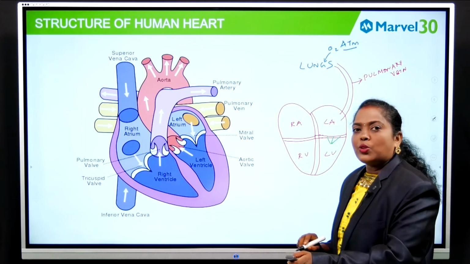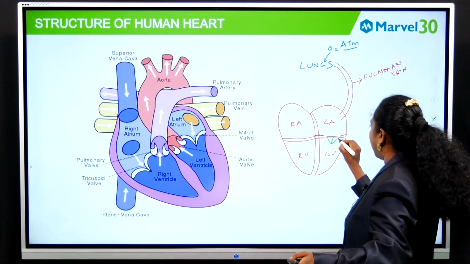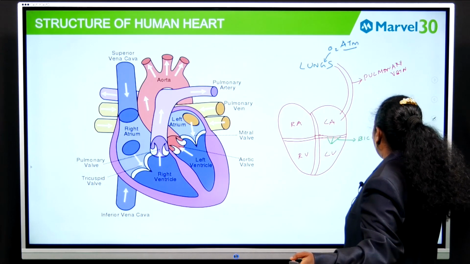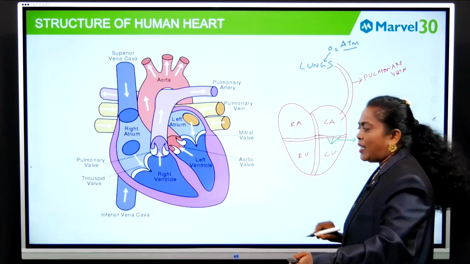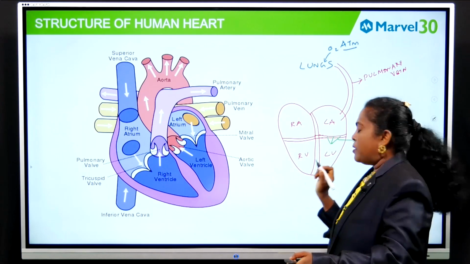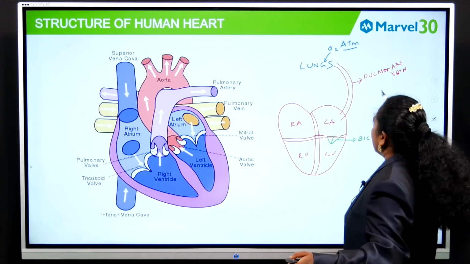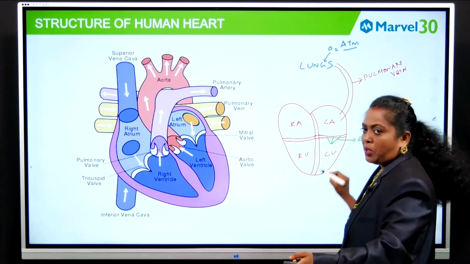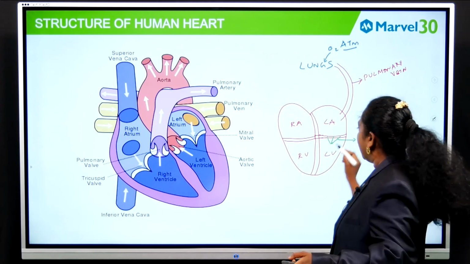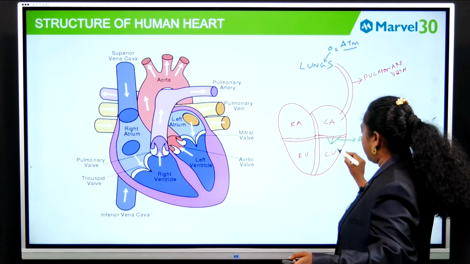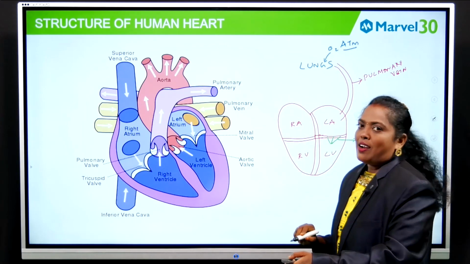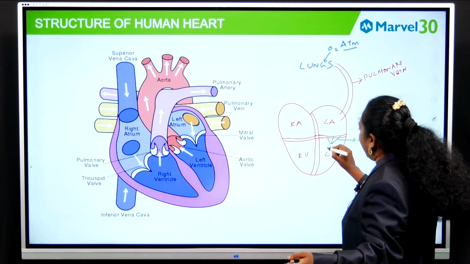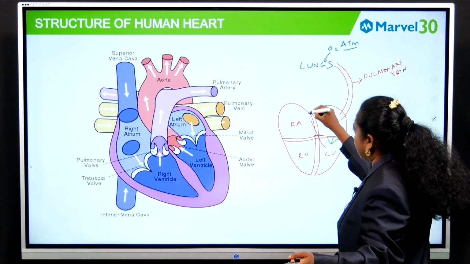What is the name of this valve? Bicuspid, also known as the mitral valve. So from here, the oxygenated blood is coming to the left atrium, then through the bicuspid valve coming to the left ventricle, and from here the aorta starts.